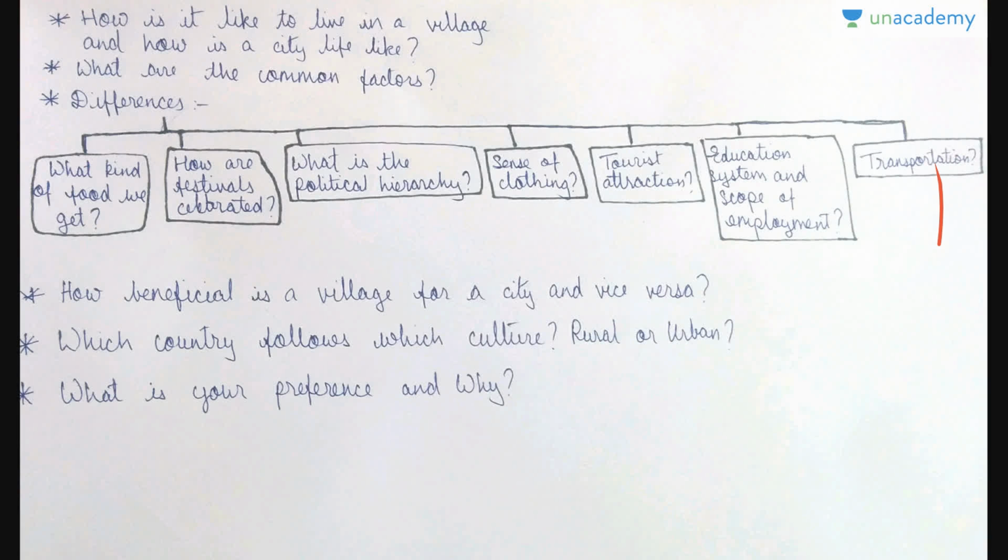Then come on to how beneficial a village is for a city and vice versa. You could write about how you get your crops and your basic raw materials of food and other such benefits from a village to a city, and how technology would help a village to progress from the city. And coming on to which country follows which culture, and then your preference and why.